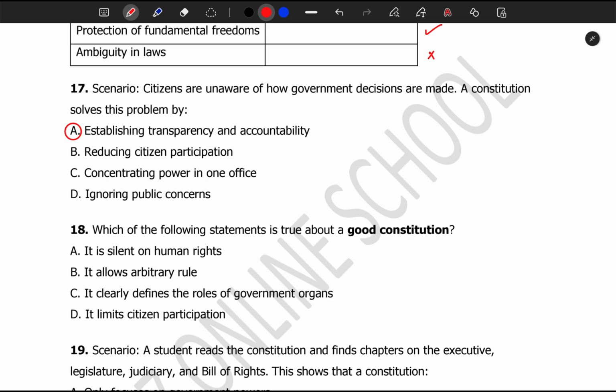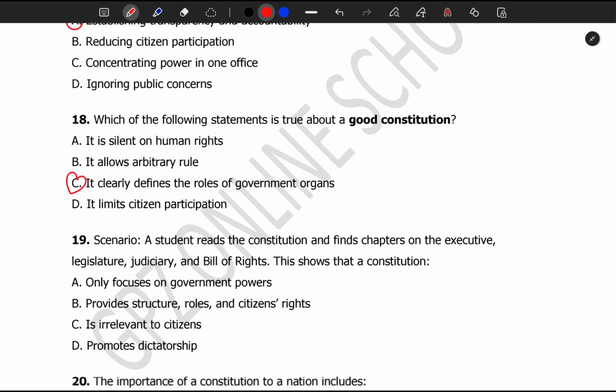Which of the following statements is true about a good constitution? A, it is silent on human rights. B, it allows arbitrary rule. C, it clearly defines the roles of government organs. D, it limits citizen participation. The one which clearly defines the roles of the government is correct.